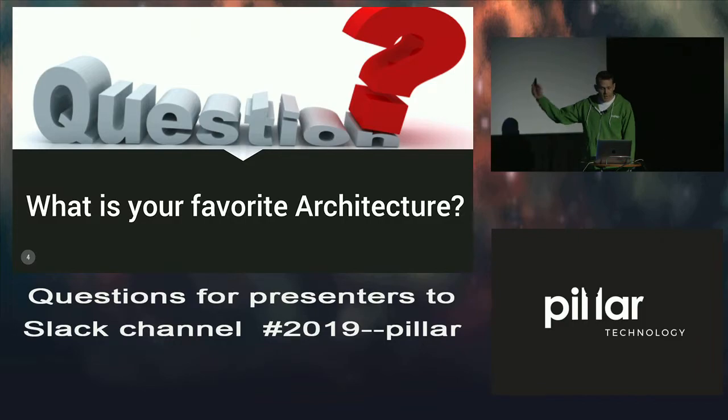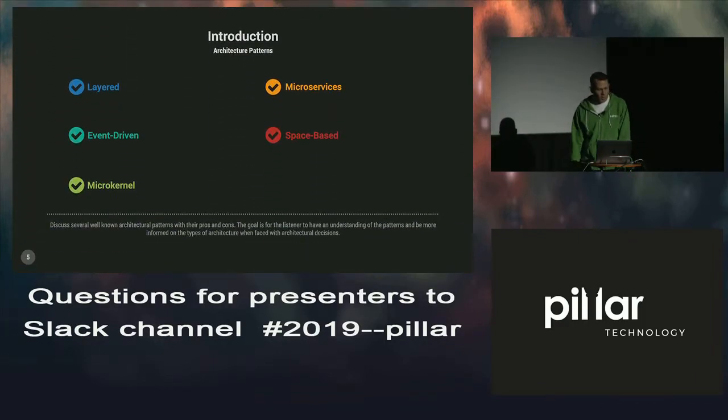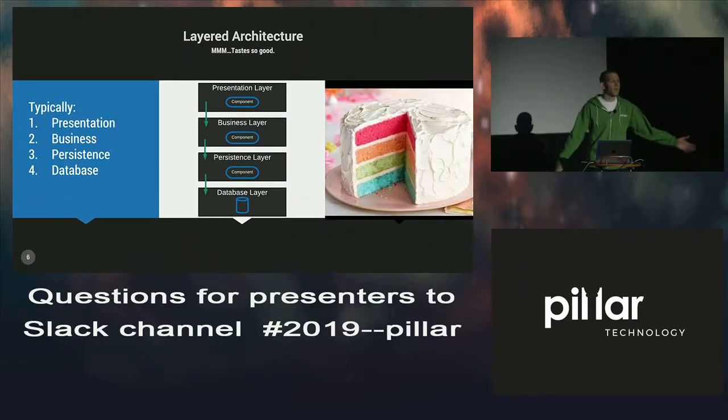All right, so what we're going to go over today is layered architecture, event-driven architecture, microkernel, microservices, and space-based. As we talk about each one of these architectural patterns, they will often have different names, so we'll talk about what those different names are, and the pros and cons of them, what they are, how they're valuable, all that kind of good stuff.